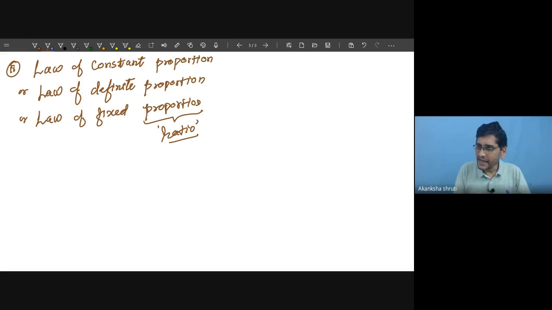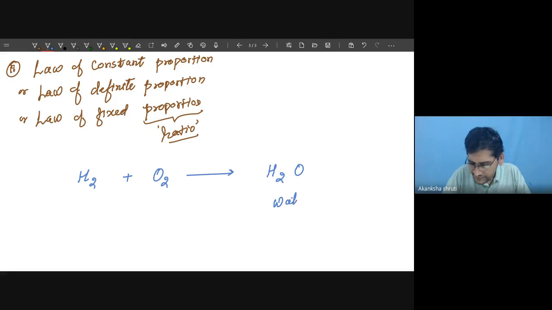So what this law tells is that if you are forming a compound from the elements, then the elements always combine in a fixed ratio to form a particular compound, which has a particular composition. Means if you are taking say H2 and you are combining it with oxygen, it will form water. So the water always contains two atoms of hydrogen and one atom of oxygen.